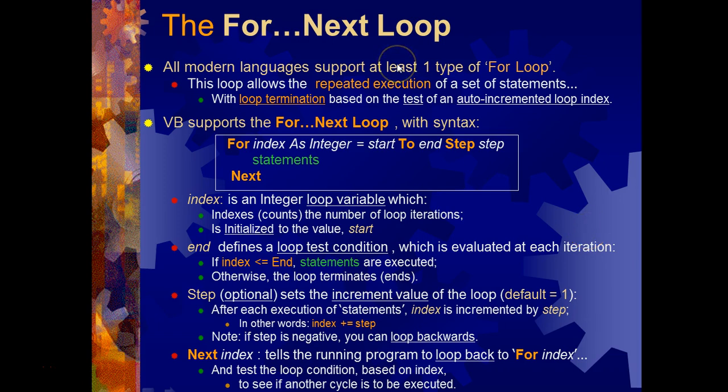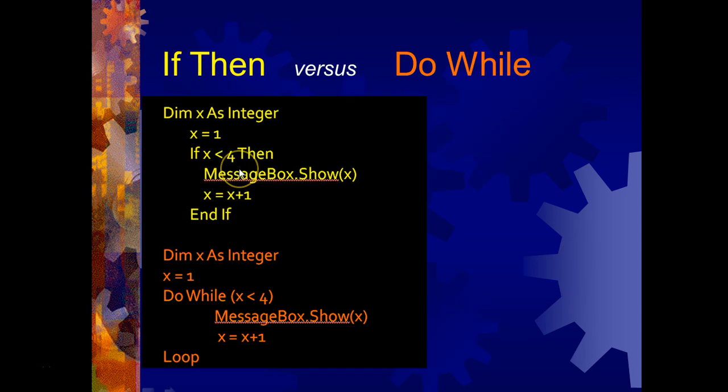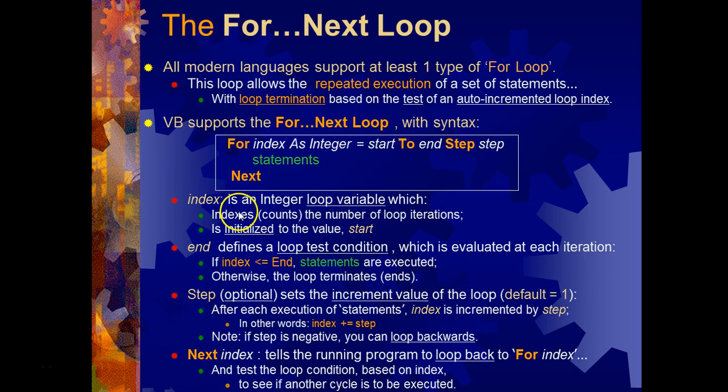So this is a discussion about the for next loop. It's different than the do while loop. It has different keywords here, here, and here, as opposed to the do while loop. That's do, while, and loop. The for next loop is for, to, step, and next.